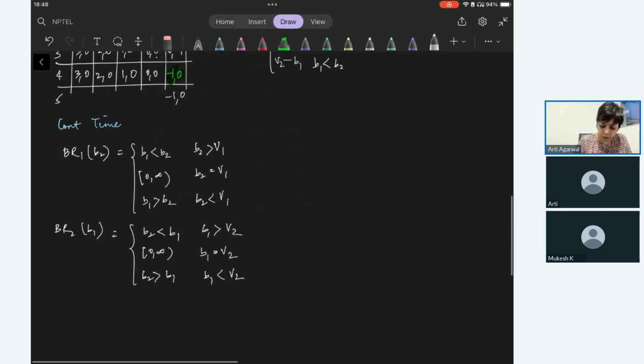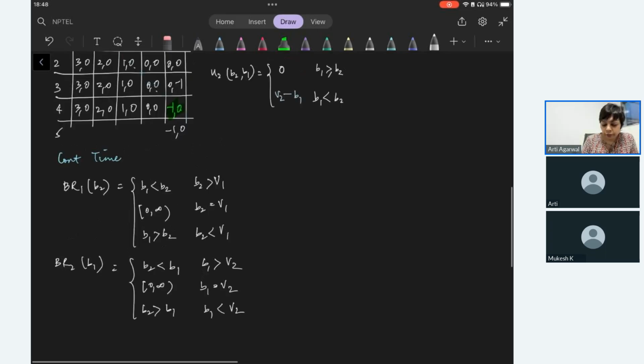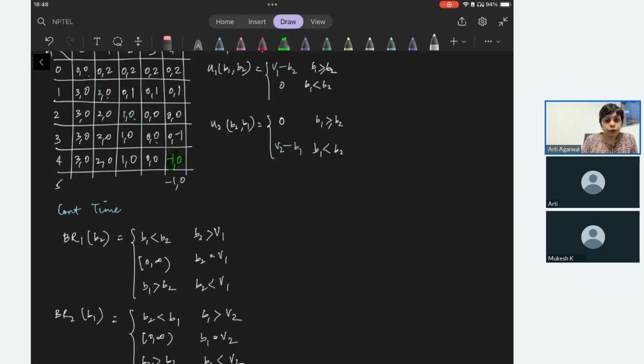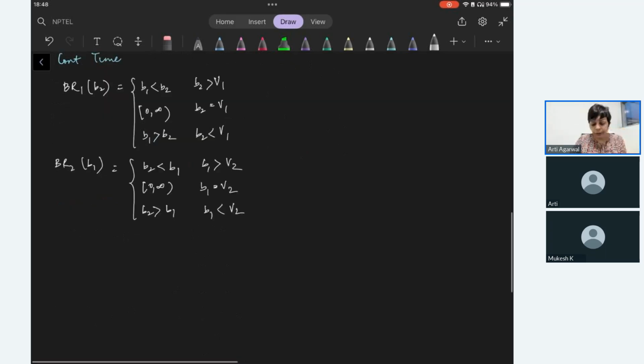If you take some time on your own and compare this analysis, it is going to match what we did in the game table here. What we've done in the game table is very much in line with this kind of analysis. Okay.